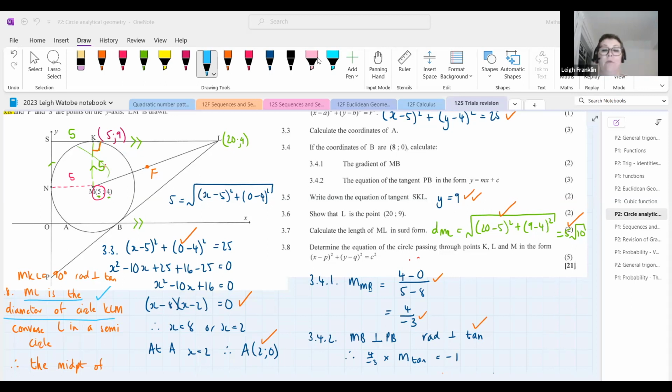Okay, Swanaka. So what was important there was establishing that ML was the diameter of the circle. Once you've done that, the rest of it is just the same old subbing in, determining the coordinates using midpoint formula, subbing it in, and then working out the length of the radius by subbing another point on the circle. I don't know if that's a particularly difficult question. I don't think it's the hardest problem solving question they could give us.